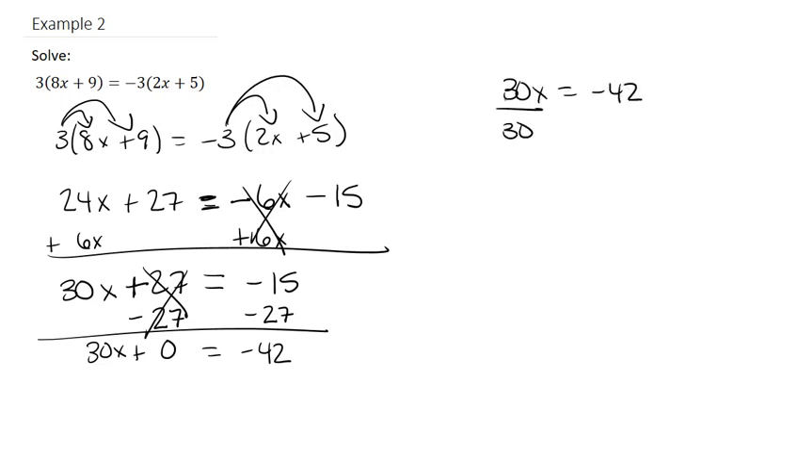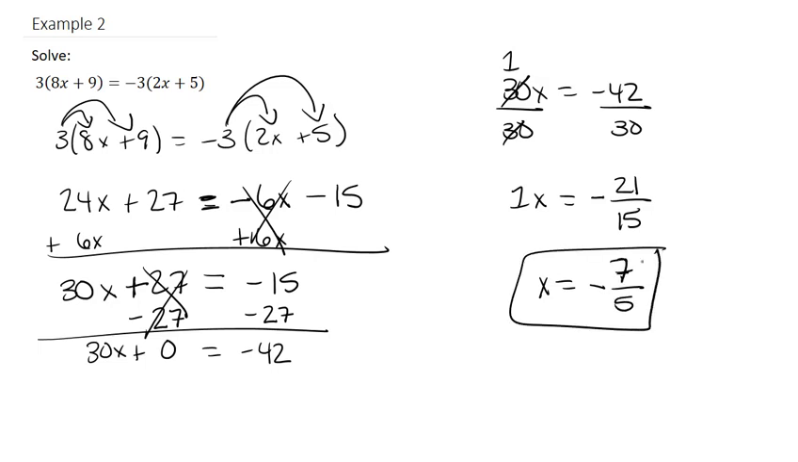I'm going to divide by 30 on both sides. So now this is just left as 1, so we have 1x, and we have negative 42 over 30, which we can leave as a fraction, but we need to simplify. Let's divide the top and the bottom by 2 to simplify to negative 21 over 15. We also realize that 21 and 15 are both multiples of 3, so we can reduce this further into negative 7 over 5. And this would be our solution.